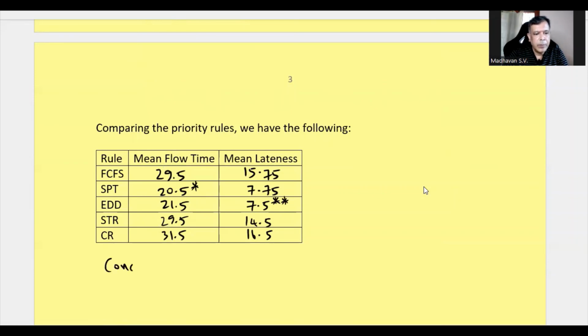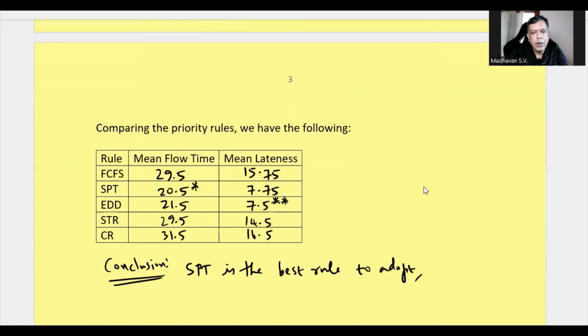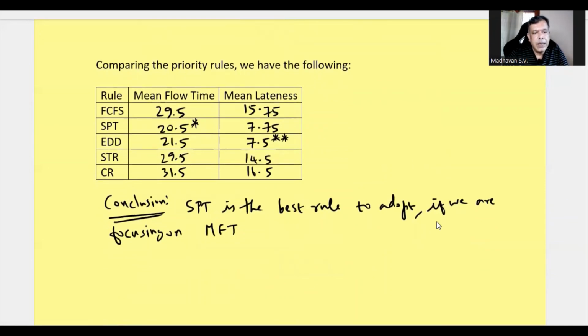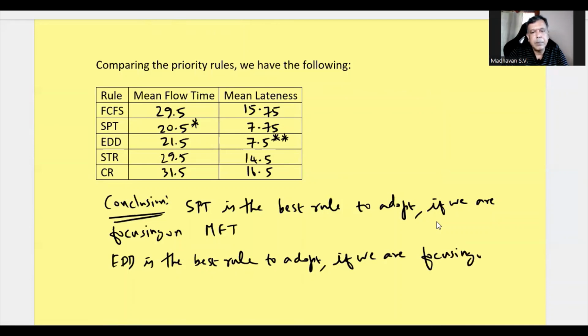So conclusion, SPT is the best rule to adopt if we are focusing on mean flow time, MFT I wrote, and EDD is the best rule to adopt if we are focusing on mean lateness. That will be our conclusion.